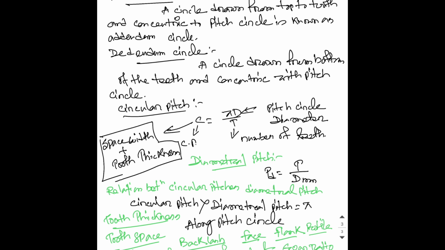Next is gear ratio. What is gear ratio? Capital T by small t. Here capital T stands for the number of teeth of the gear and small t the number of teeth of the pinion, or we may call it the small gear. Okay. Next is velocity ratio. Velocity ratio is VR equals 1 by gear ratio. This is the velocity ratio.